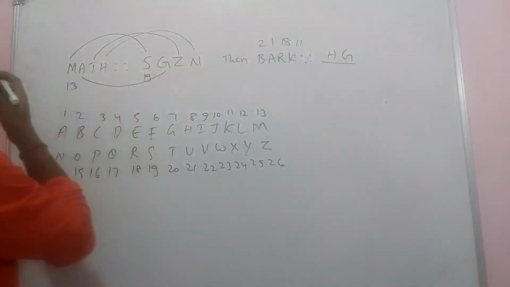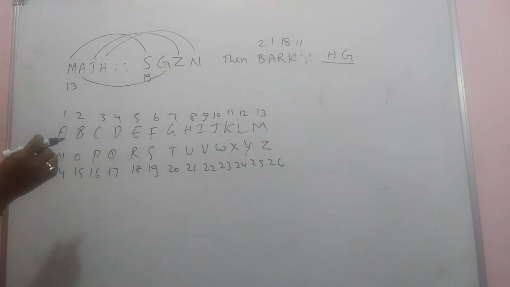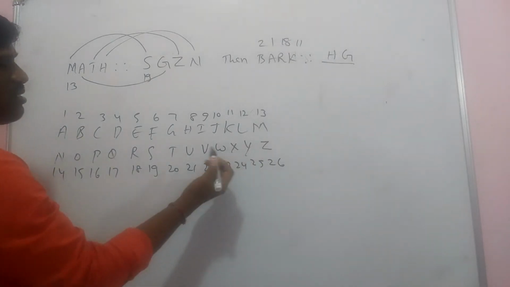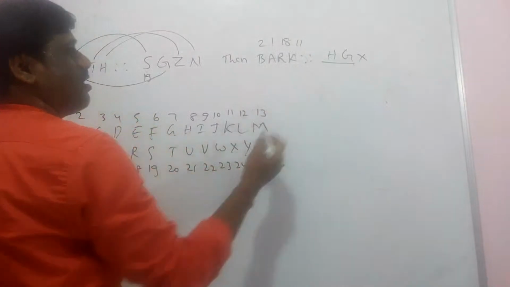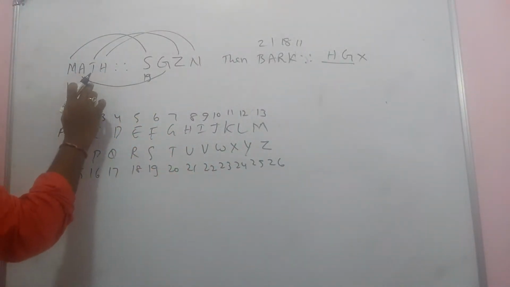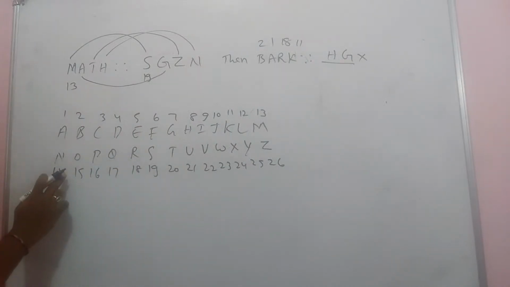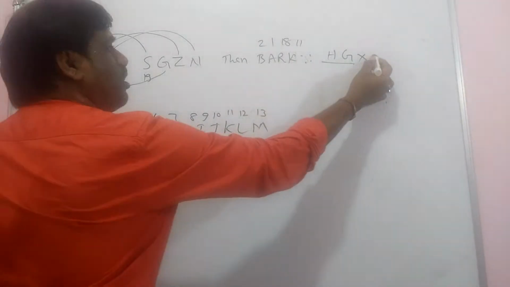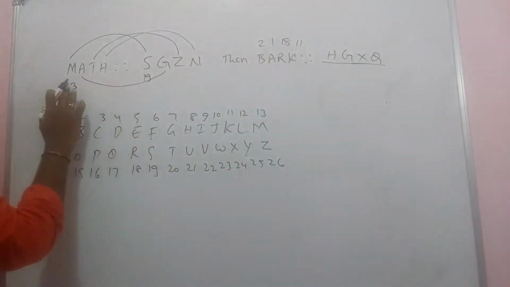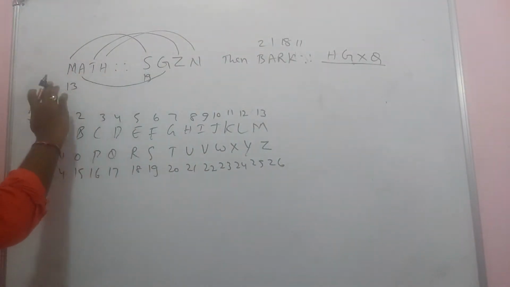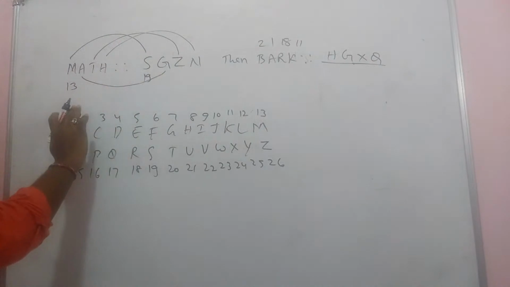Okay. 18 plus 6, 24. 24 letter is what? X. Okay. And here 11 plus 6 is 17. 17 letter is what? Q. So this is the coding language. So you have to identify like this, what gap is maintained in between them.